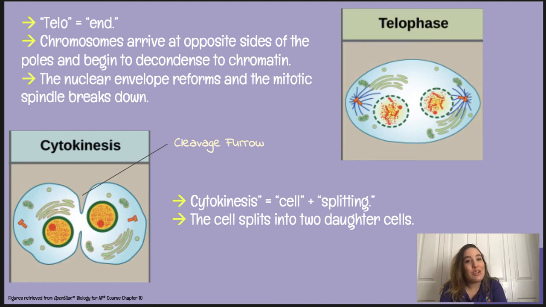Telophase and cytokinesis. Telo means end. Chromosomes arrive at opposite sides of the poles and begin to decondense to chromatin. The nuclear envelope reforms and the mitotic spindles break down. Then we have cytokinesis. Cyto meaning cell and kinesis meaning splitting. The cell splits into two daughter cells by forming a cleavage furrow in between both cells.